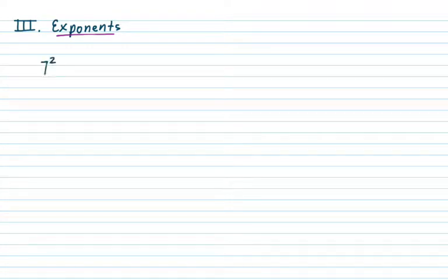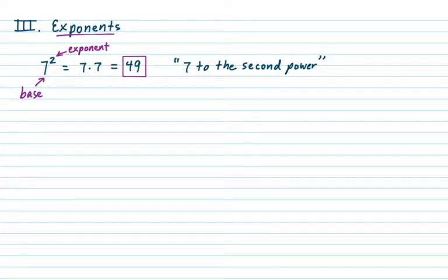So first of all, if you had 7 to the second power, we know that's 7 times 7, which is 49. The 2 is called the exponent, and the 7 is called the base. And so I also want to mention how we say this. This is 7 to the second power, or we could write it or say it as 7 squared.